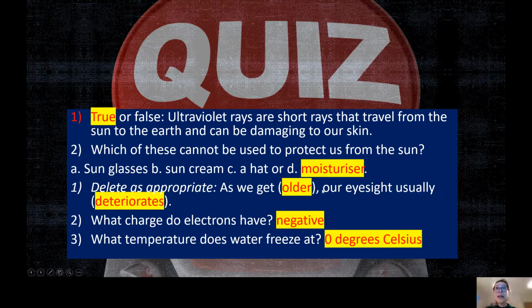As we get older, our eyesight usually deteriorates. Deteriorates means gets worse. And electrons have negative charge. Remember, electrons flow through an electrical circuit. And water freezes at 0 degrees Celsius.